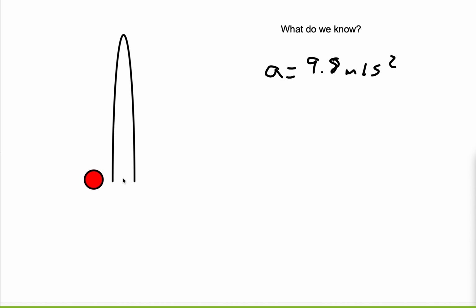So on the way up, this ball is getting 9.8 meters per second slower every second. On the way down, this ball is getting faster 9.8 meters per second every second, right? So we all knew that. That was an easy one.